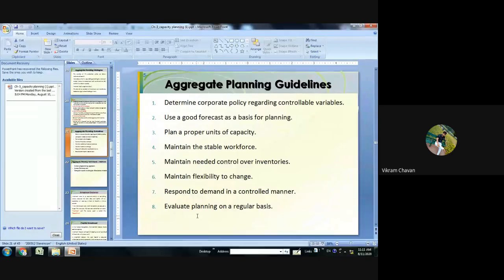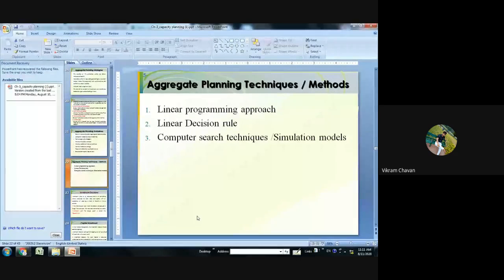Okay, so this aggregate planning can be done by three methods. There are n number of methods, but three methods are mentioned over here: linear programming approach, linear decision rules, then computer search technique, or simulation models. Such kinds of techniques are used to perform the aggregate planning.